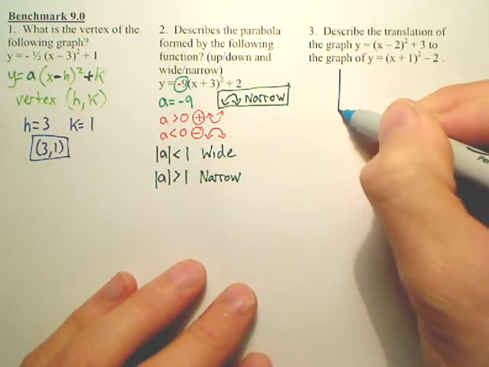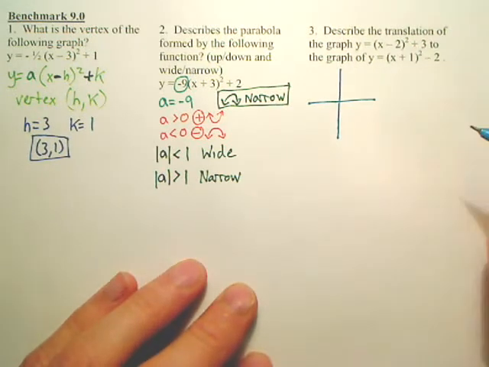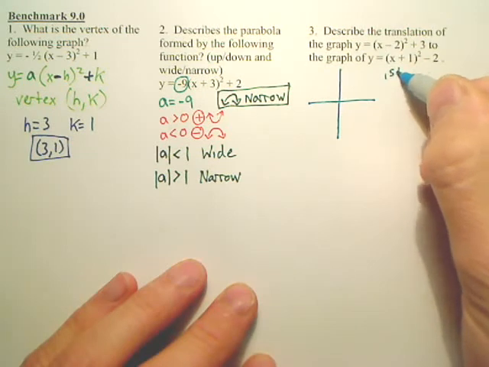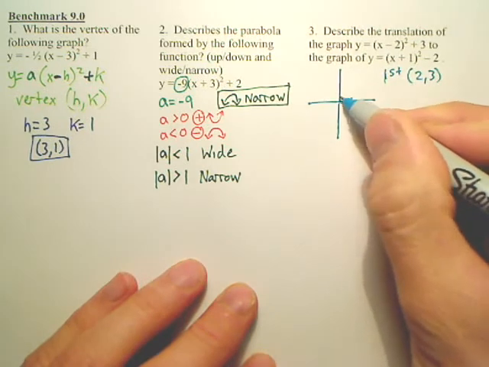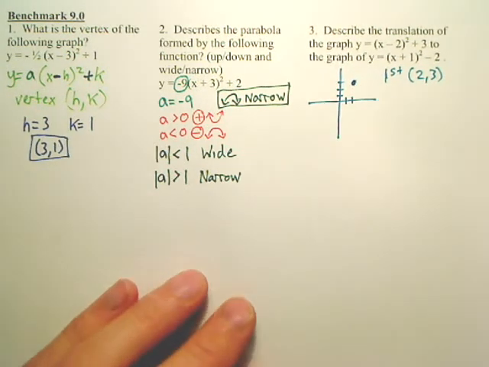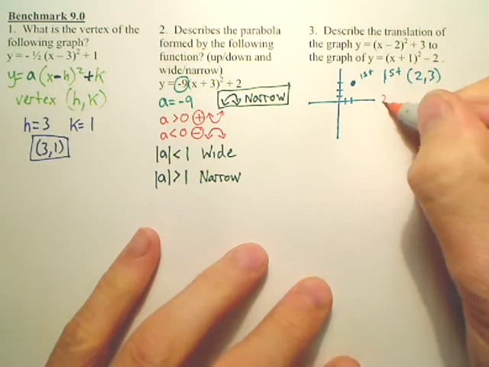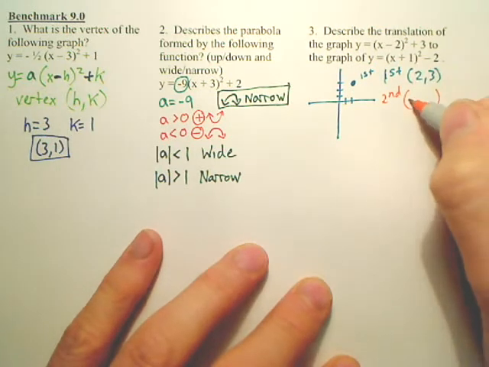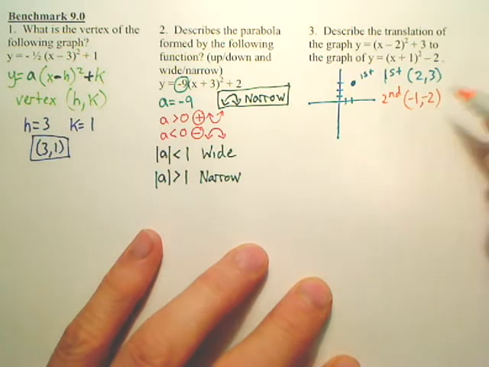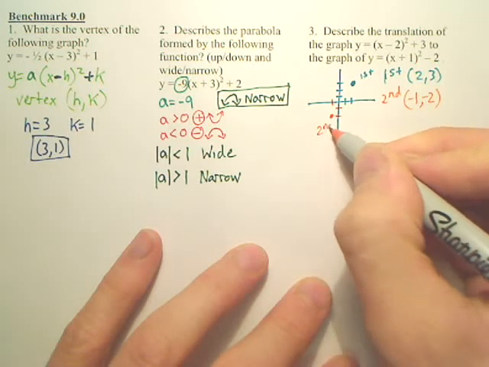If we were to make a very quick sketch of these two graphs, what would be the vertex for the first one? The first one, the vertex is (2, 3), meaning we go over 2 and up 3. That's the first equation. The second equation, what's the vertex? The opposite of 1 is -1, and then -2. So the second one is over 1 to the left and down 2. There's my second equation.